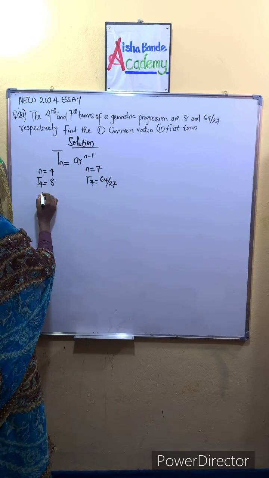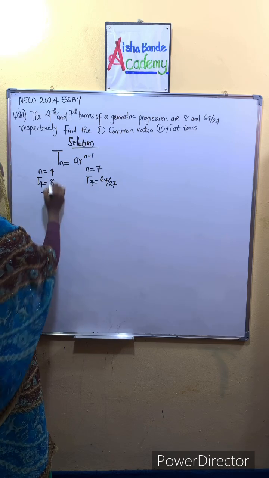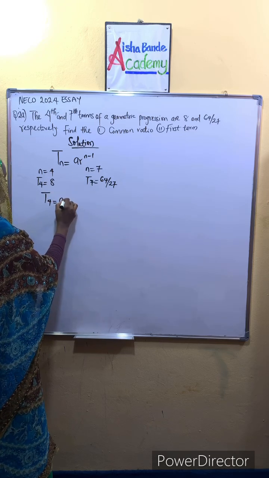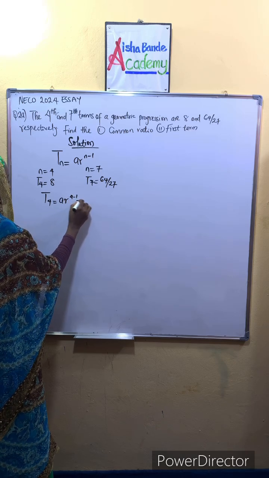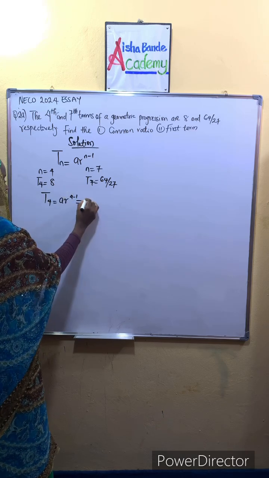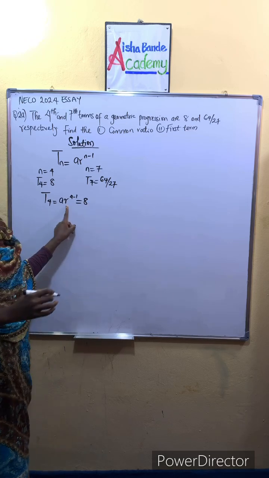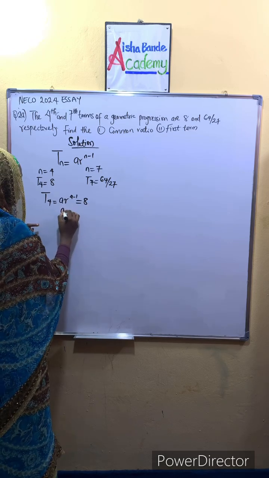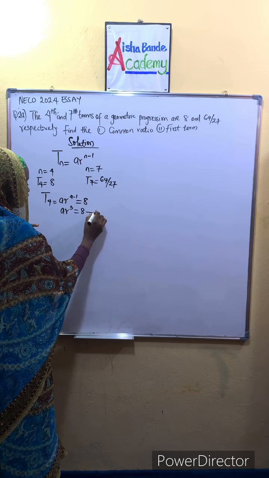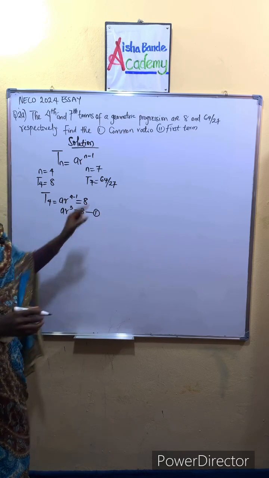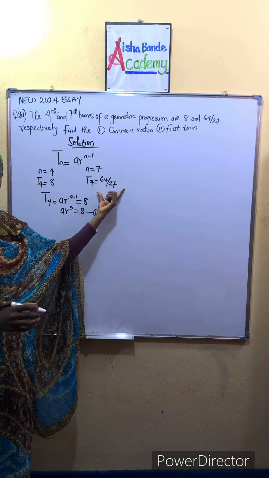So for the first one, we have Tn, which is T4, is equals to ar raised to the power of 4 minus 1. This is equal to 8, because this is the value. So we simplify this, we have ar to the power of 4 minus 1, here is 3, equals to 8. So we call this equation 1. So we'll move on to the next values given.